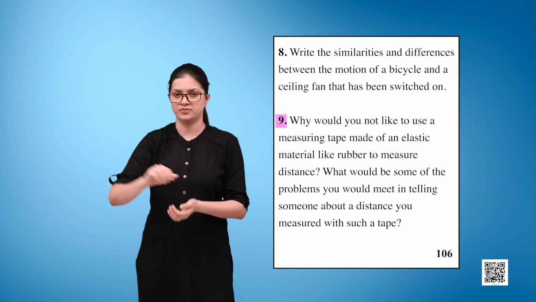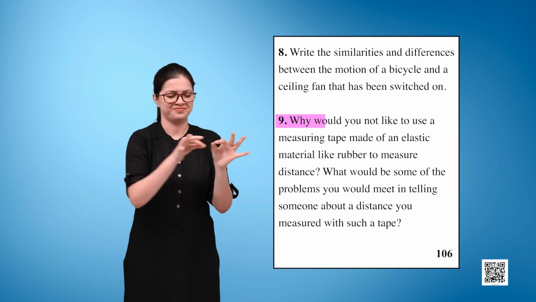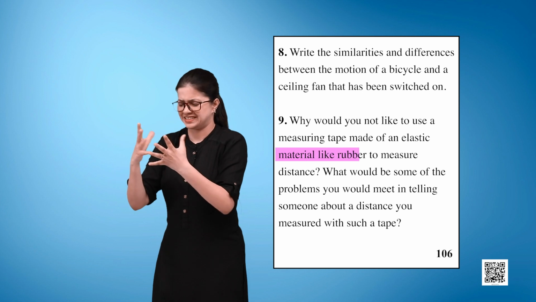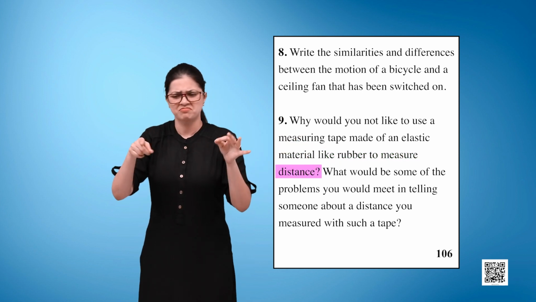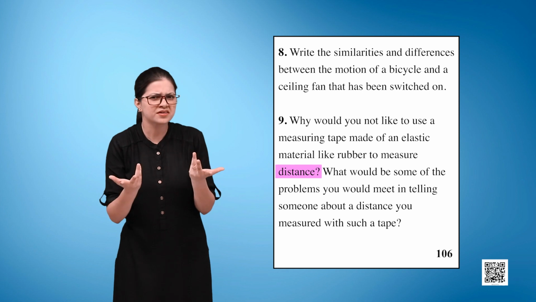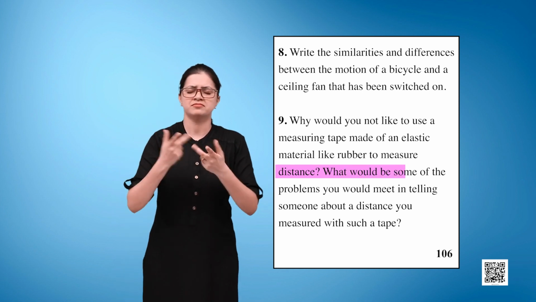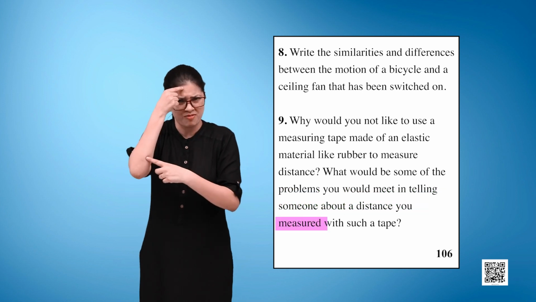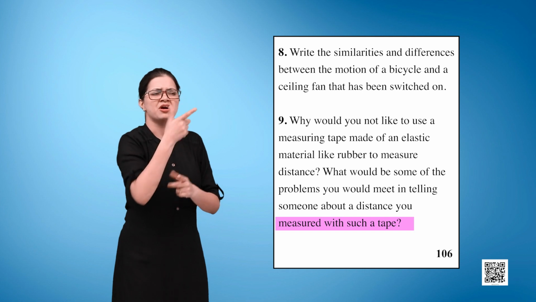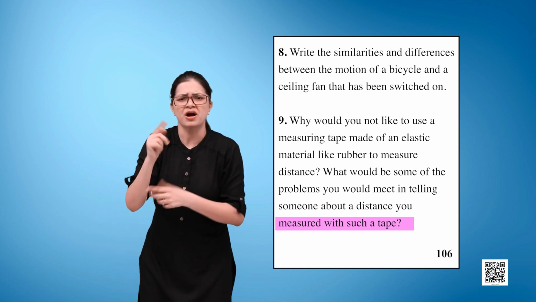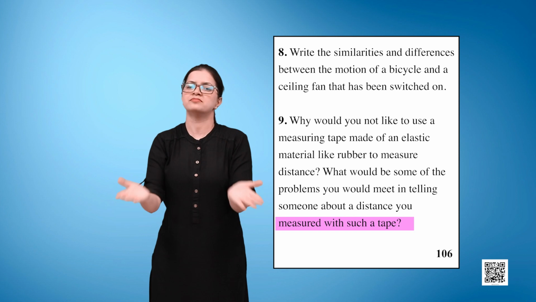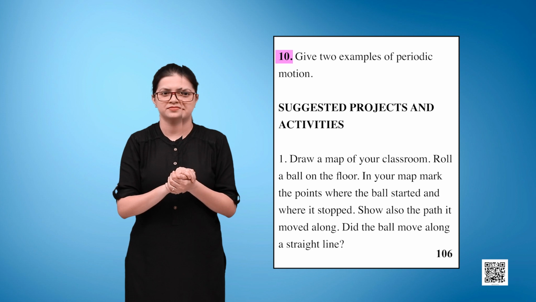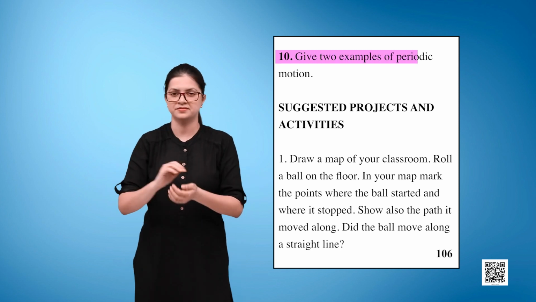9. Why would you not like to use a measuring tape made of an elastic material like rubber to measure distance? What would be some of the problems you would meet in telling someone about a distance you measured with such a tape? 10. Give 2 examples of periodic motion.